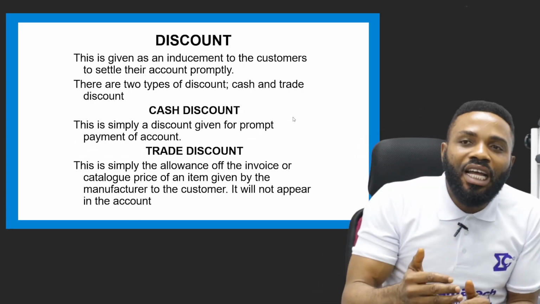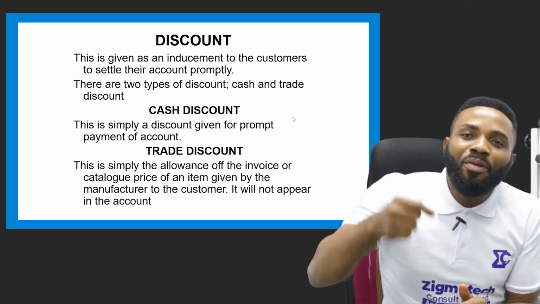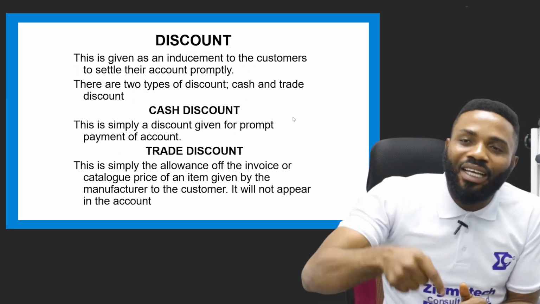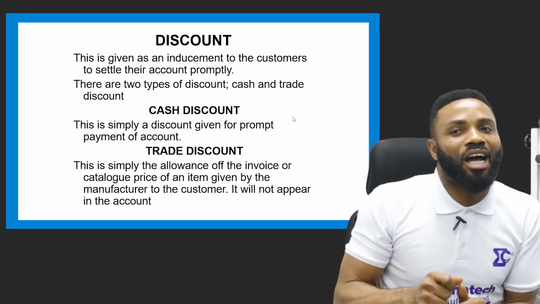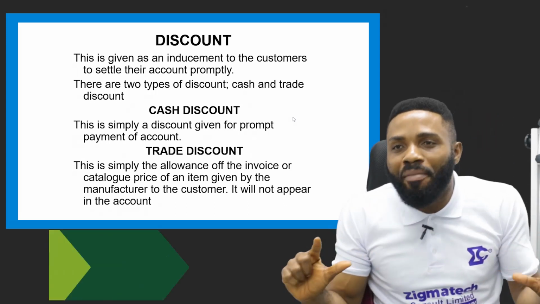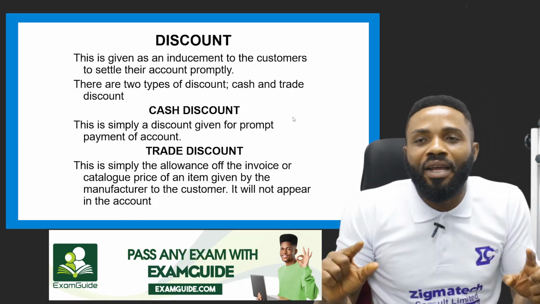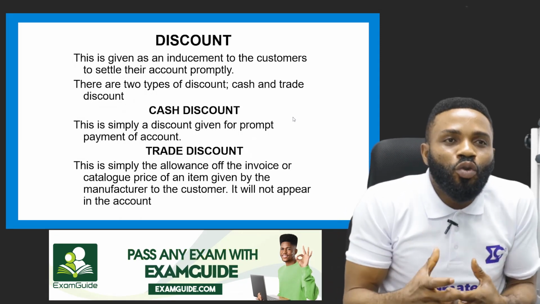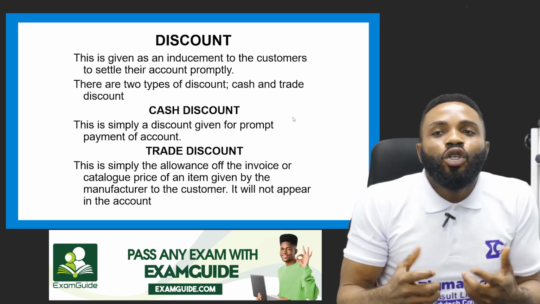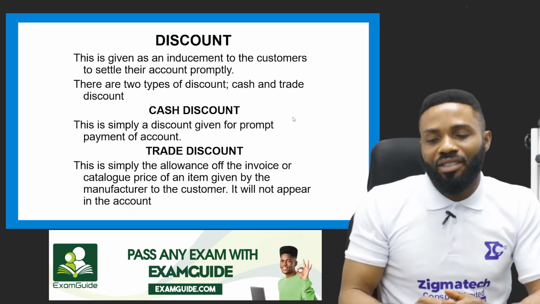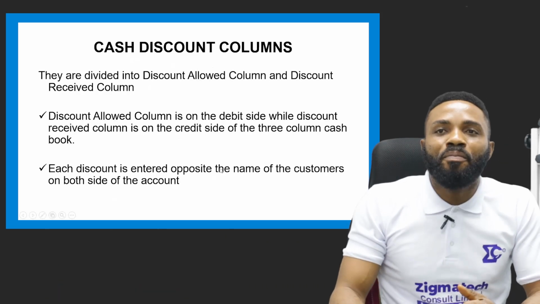So that money that is deducted from the price of that item, the cartons of Indomie, is what we call trade discount. That one has nothing to do with period of payment. It has nothing to do with prompt payment. That one is just what you do to encourage your customer to either buy more or to maintain their commitments. Now, having said that, let's make progress.